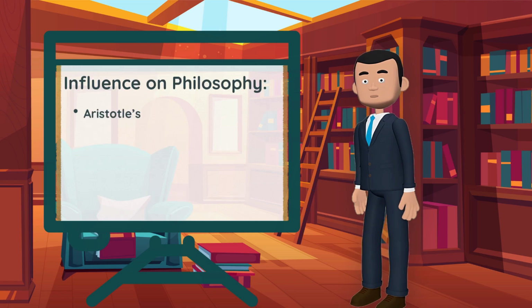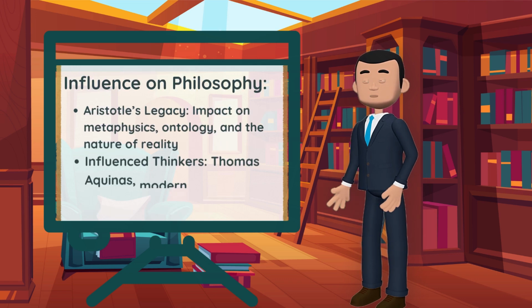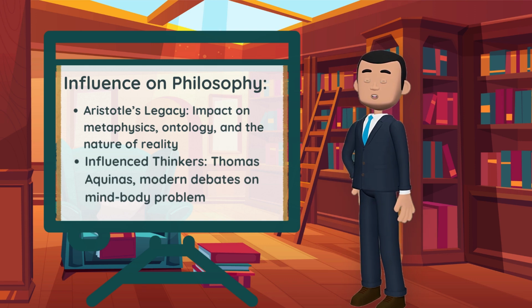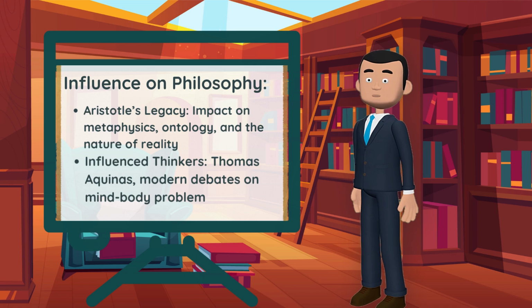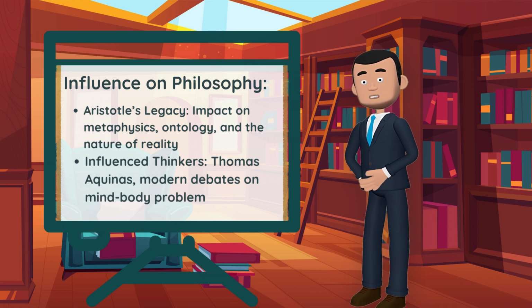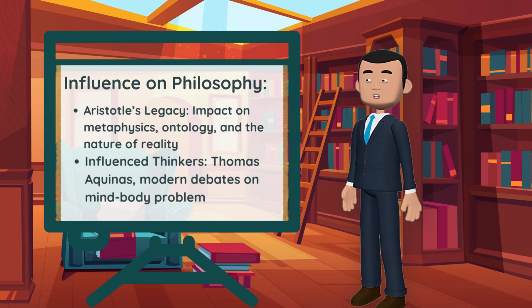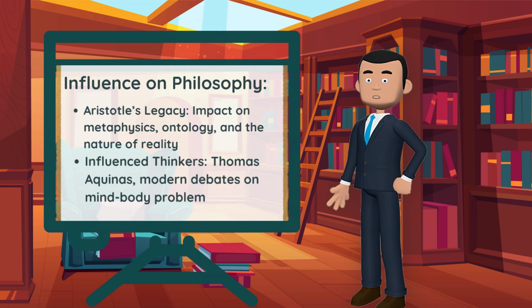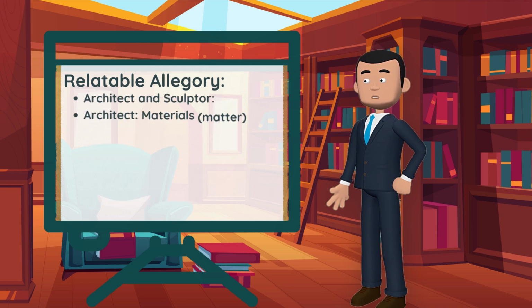So why does this matter, you might ask? Well, Aristotle's hylomorphism has had a lasting influence on philosophy, particularly in how we think about the nature of reality and existence. For centuries, thinkers have built on or reacted to Aristotle's ideas. For example, Thomas Aquinas, a medieval philosopher and theologian, adapted hylomorphism to explain the relationship between the body and soul in human beings. Even in modern philosophy, debates about the mind-body problem or the nature of consciousness often hark back to Aristotle's distinction between form and matter.